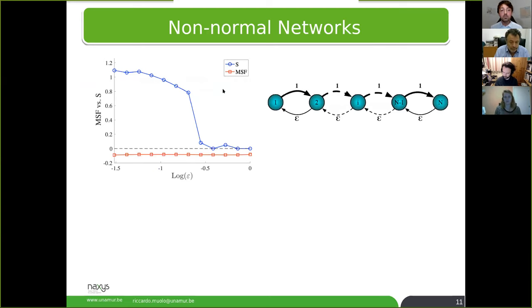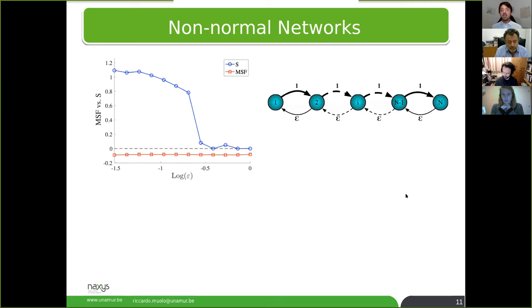Now, if we use the standard deviation as a proxy for synchronization, where standard deviation zero or close to zero indicates synchronization, while standard deviation greater than zero indicates loss of synchronization, we see that for different values of epsilon, starting from one, so a symmetric network, and increasing the non-normality, even though the master stability function predicts stability, the maximum Lyapunov exponent is negative, from a certain value of epsilon on, we have loss of synchronization. So when the network is more non-normal, we always lose synchronization.